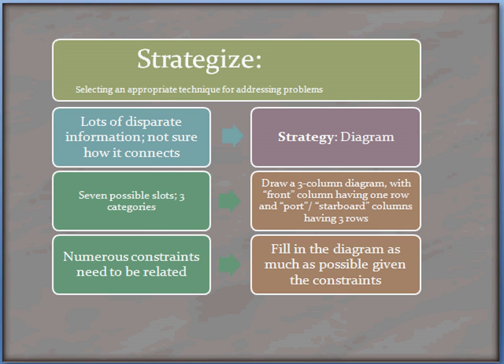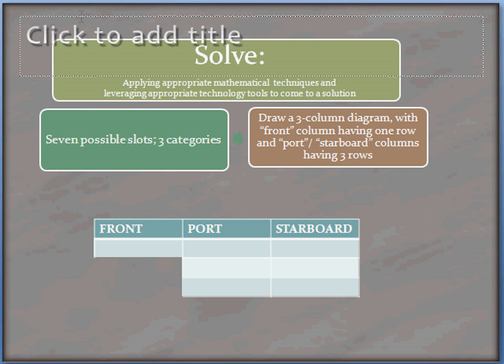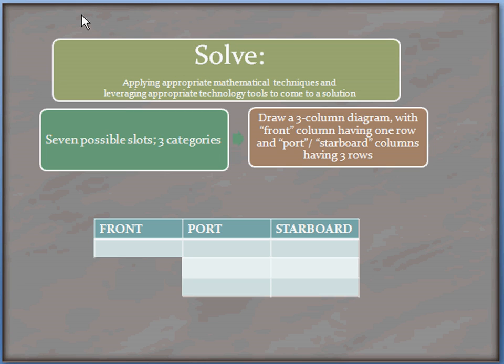Fortunately, strategizing is the next step, which involves selecting an appropriate technique for addressing the problem. We have lots of dispersed information here, and we're not sure how it connects, so the best strategy is to begin with a diagram. We have 7 possible slots in 3 categories, so we'll draw a 3-column diagram with a front column having 1 row and port and starboard columns having 3 rows. We also have numerous constraints that need to be related, so we'll fill in the diagram as much as possible, given the constraints. Let's follow this strategy now.